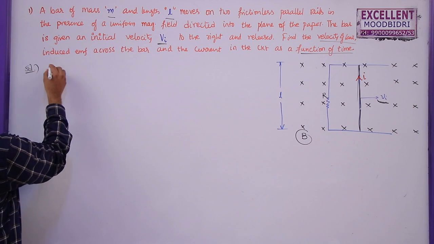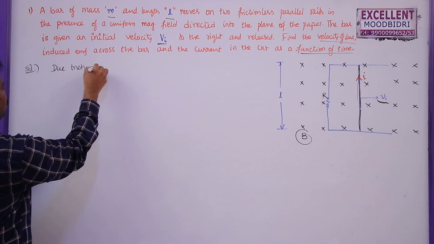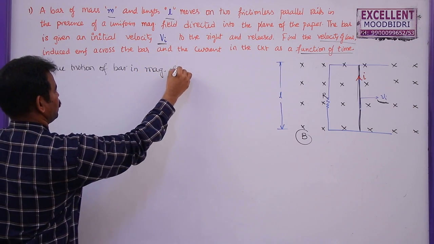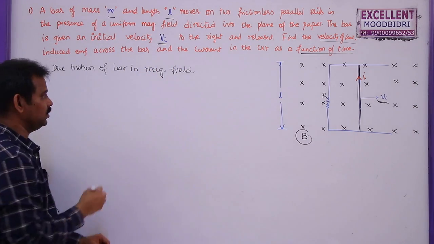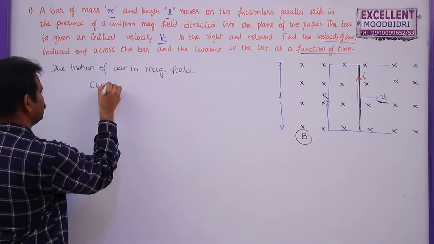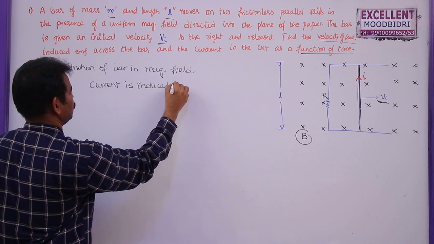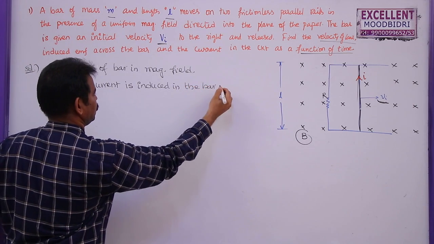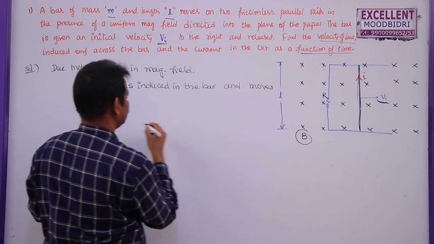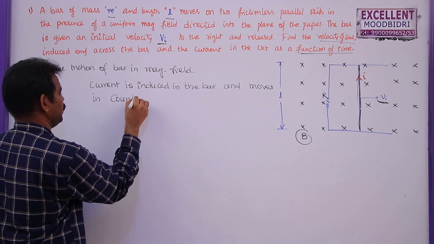So solution: due to motion of the bar in the magnetic field, current flows, current is induced in the bar and moves in anti-clockwise direction, or counter-clockwise direction.